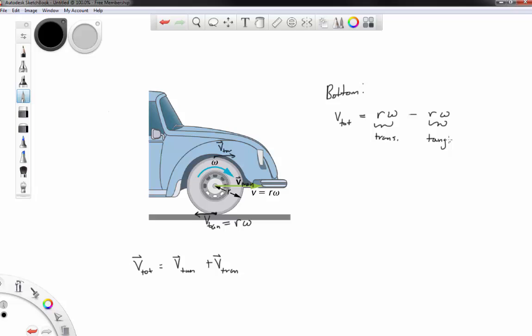Okay, and same r omega, that means that this point has a speed of 0 with respect to the ground. The one at the top, incidentally, V total, is going to be r omega from the translation plus r omega from the tangential. Looks like 2r omega. So this point on the tire is actually instantaneously moving twice as fast as the car is, and this point on the very bottom is actually stationary instantaneously with respect to the ground.